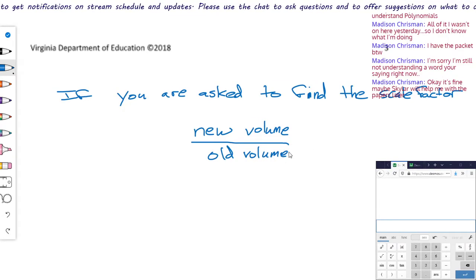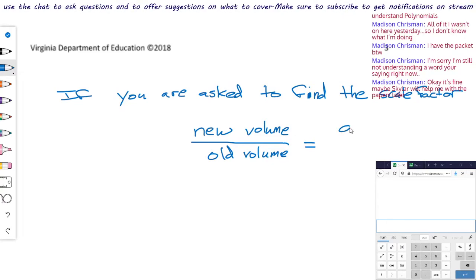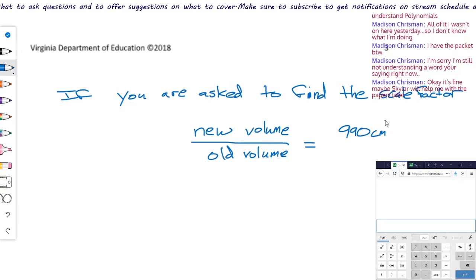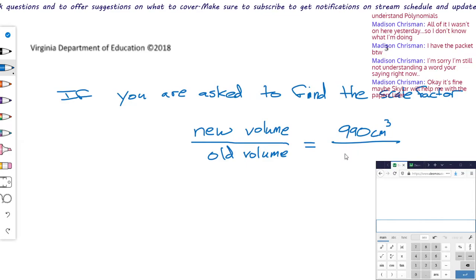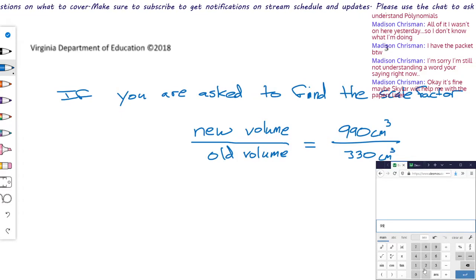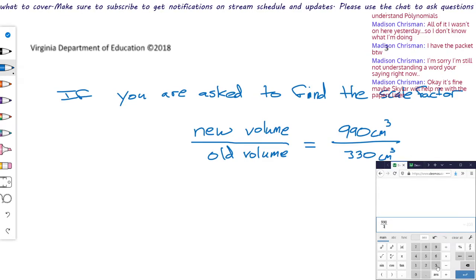So for example, if you're looking at your paper, I can't scroll up really easily. On the very top bar, we had the one we just were going over, which had 990. Let's say our new container can hold 990 centimeters cubed when it was originally 330 centimeters cubed. How much did it increase by? You would divide those, so 990 divided by 330, and you would know that it's tripled in size. So this would be our scale factor.